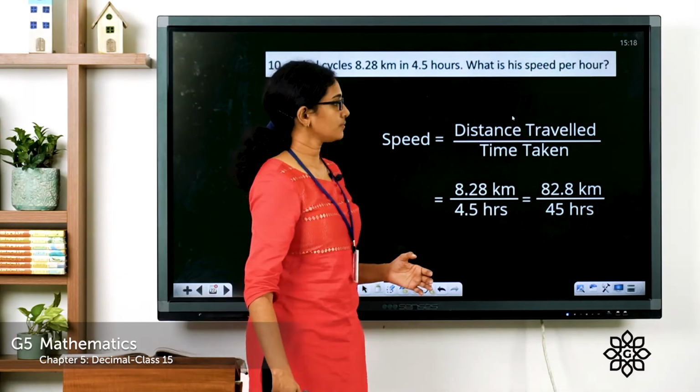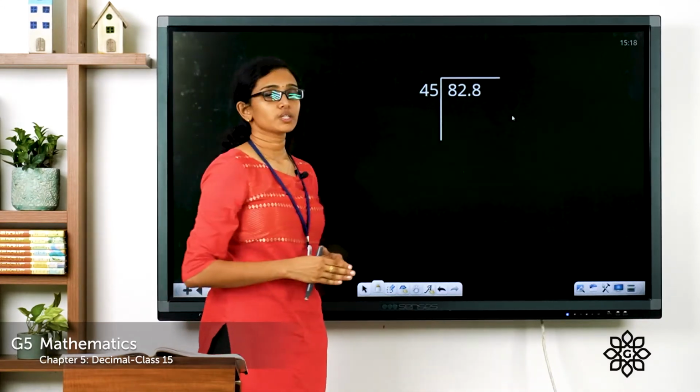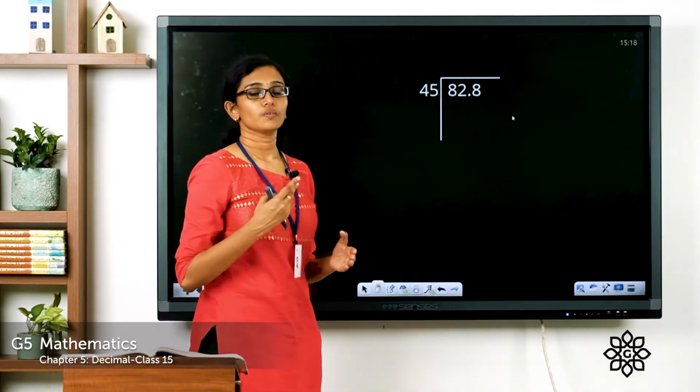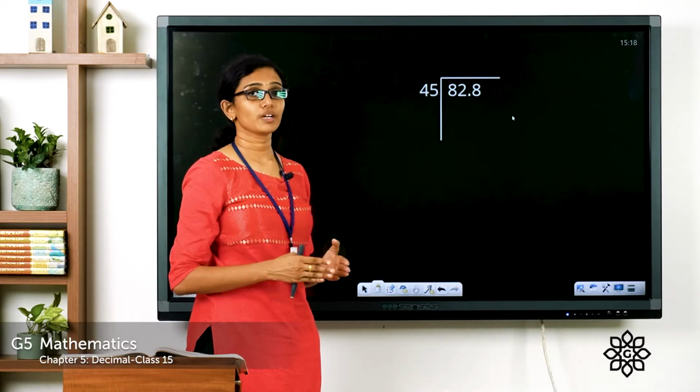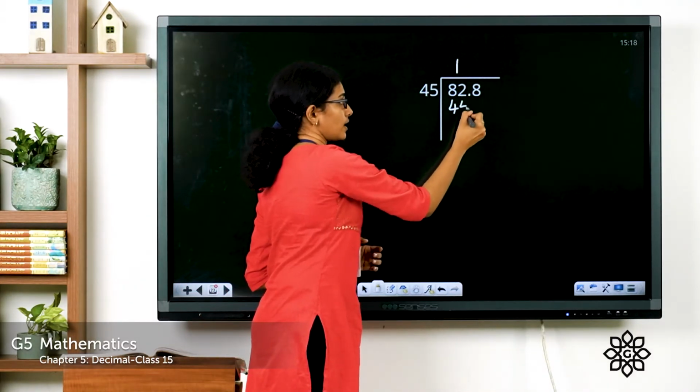Now let's do the division. 82.8 by 45. How many 45s will go in? 82. 45 ones are 45, but 45 twos are 90. So let's take 45 ones. So here it is 45.